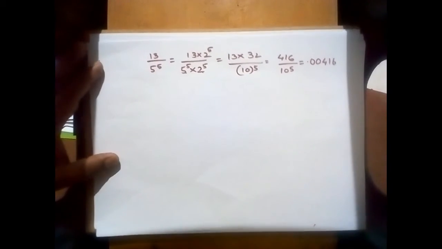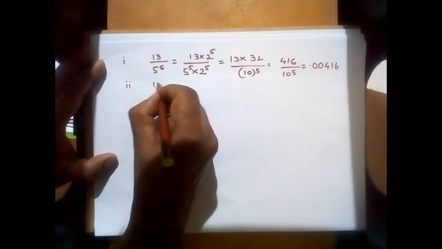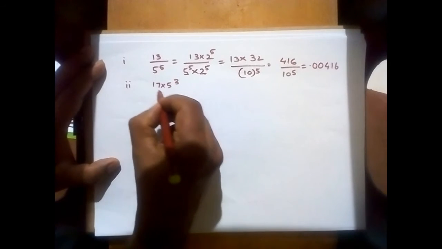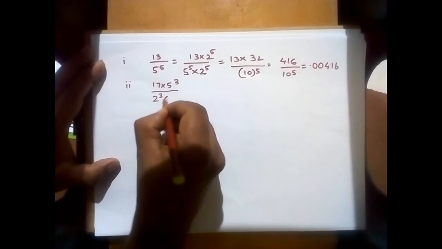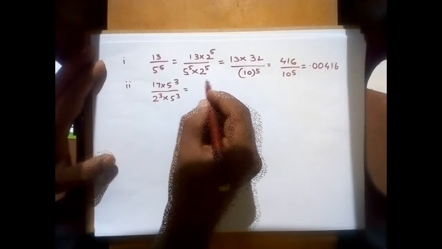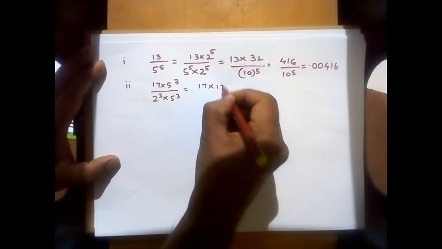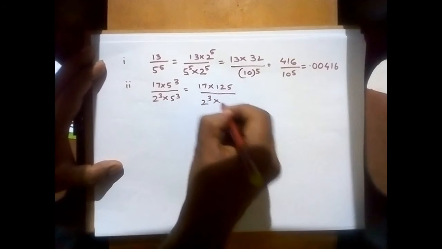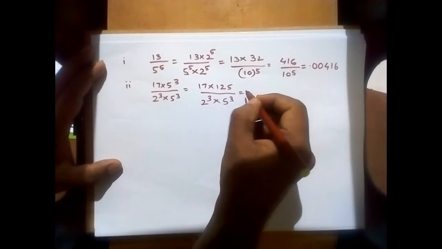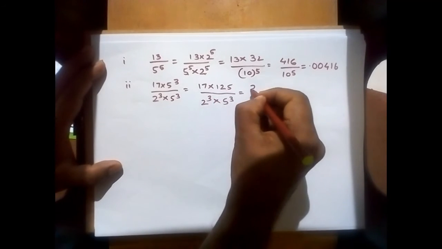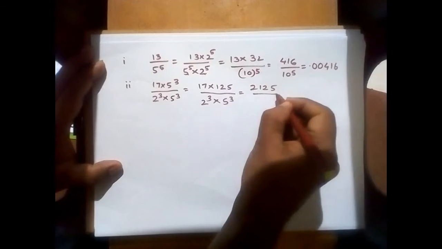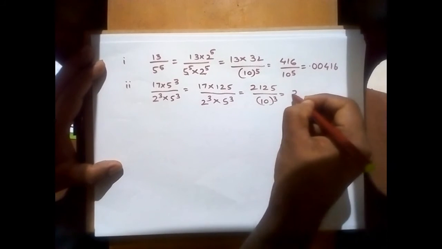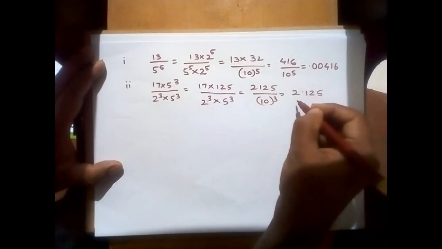Okay, now second question. 17 into 5 cube divided by 2 cube into 5 cube, that is equal to 17 into 125 divided by 2 cube into 5 cube, which is equal to 2125 divided by 10 raised to 3, which is equal to 2.125.